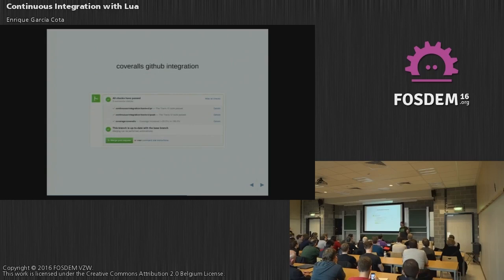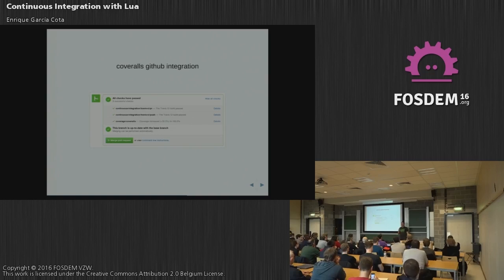Coveralls also integrates with GitHub. So instead of 2 checks, the first two here are from Travis, and the last one is from Coveralls. It's saying, hey, everything is okay. The coverage hasn't gone down after this pull request.